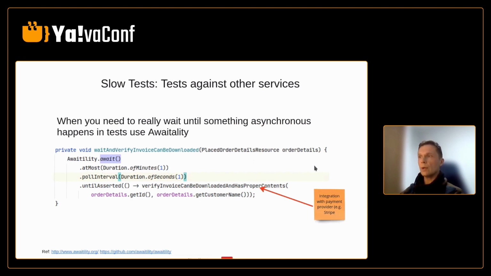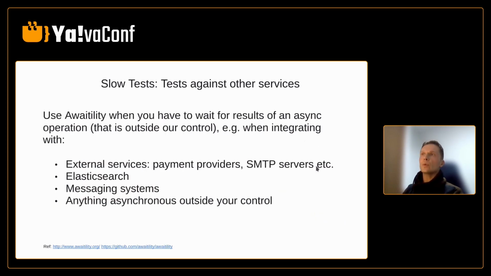It's a really slow test. However, the main point here is that we try to test the real integration with some external system. So you can use Awaitility when you need to test real payment provider integrations, SMTP servers, Elasticsearch, messaging systems, essentially anything asynchronous that is outside your control.